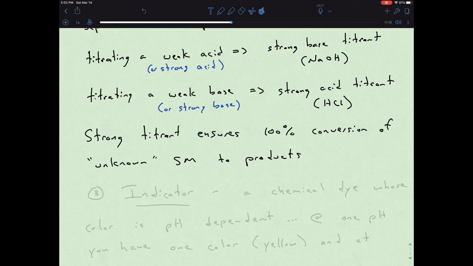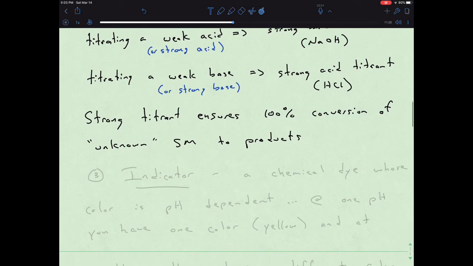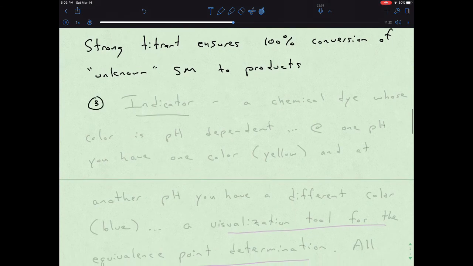So we need to have that strong titrant as well. The other species that we need within the titration is the indicator. And the indicator is a chemical dye whose color is pH dependent.